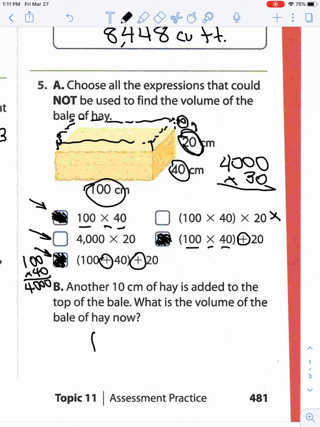And that will give us 120,000 cubic centimeters.